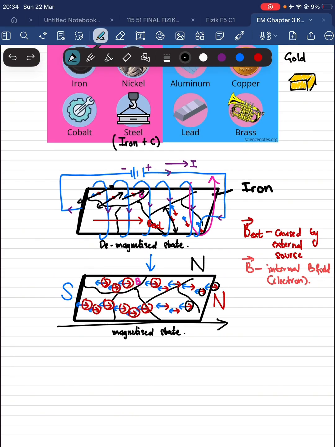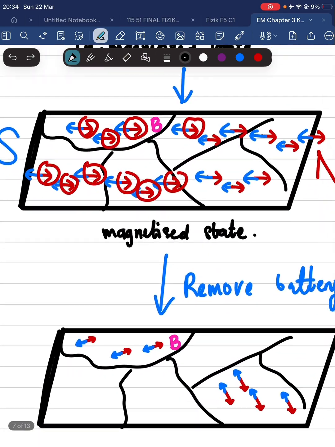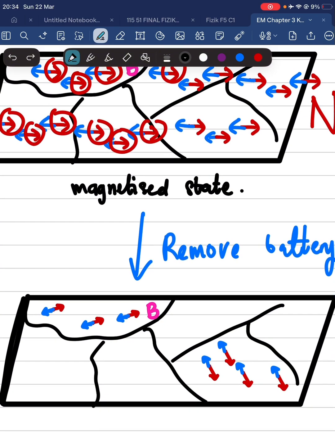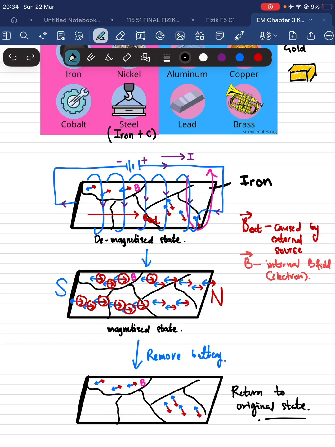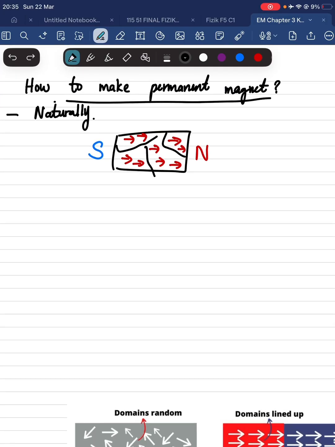Okay, so this is all the basics you have learned. Next one. When I remove the battery, unfortunately it will return to the original state, where you see the direction of each domain, the direction of the electromagnetic field, will be very random. Okay, so how to make a permanent magnet? One way is just naturally. Naturally means that the domains are already oriented in such a way, right? It's only in one direction, it's not random anymore.